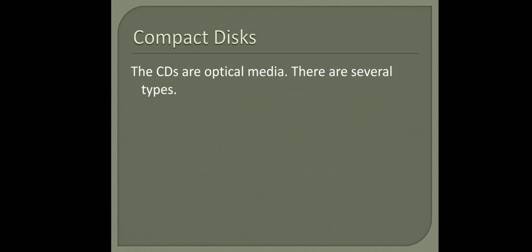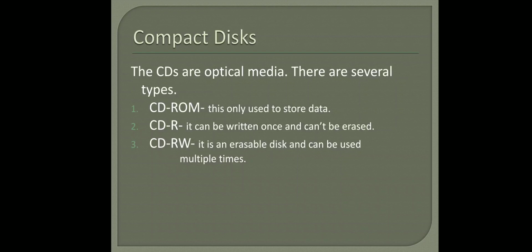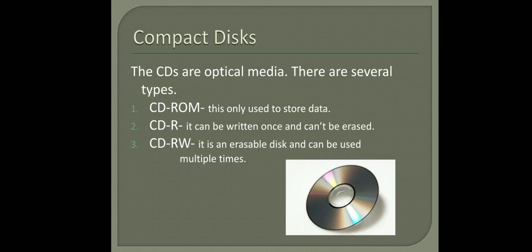Second is CD. It was widely available in the market. Nowadays it is also available, but we are not using it that much because flash drives and pen drives have replaced all these. It has several types. CD-ROM is only used to store. Second, CD-R means write only, it can't be erased. CD-RW is an erasable disk and can be used multiple times. This is the design, you all know this.